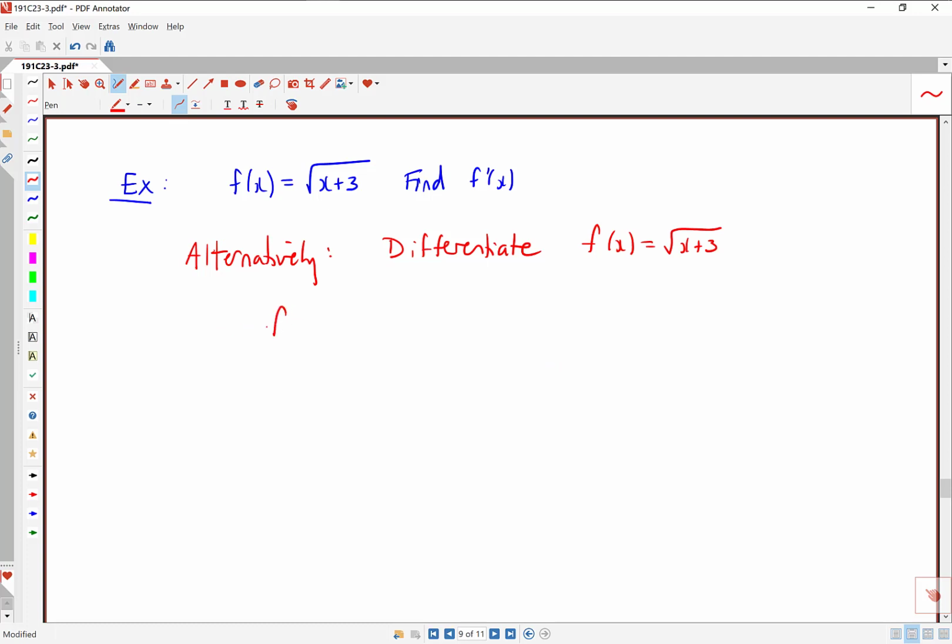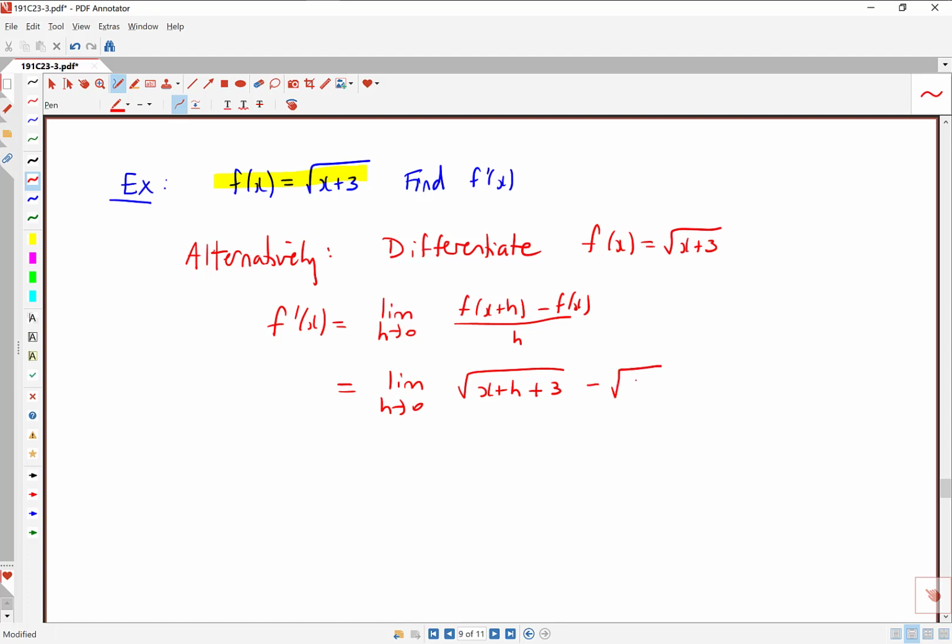Okay, so let's start by saying f prime of x is going to be the limit as h goes to 0 of f of x plus h minus f of x, all over h. So that's the limit as h goes to 0. Let's take our f of x up here and replace the x with an x plus h. We would have root x plus h plus 3 minus root x plus 3, all over h.